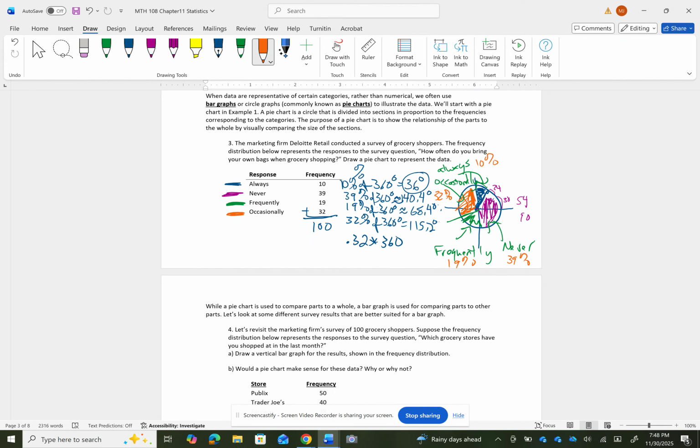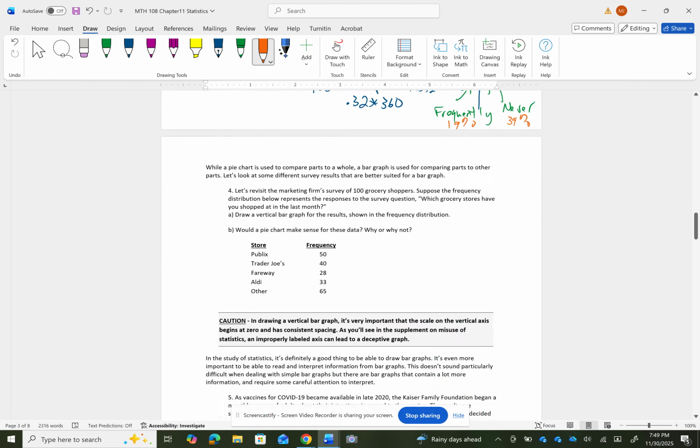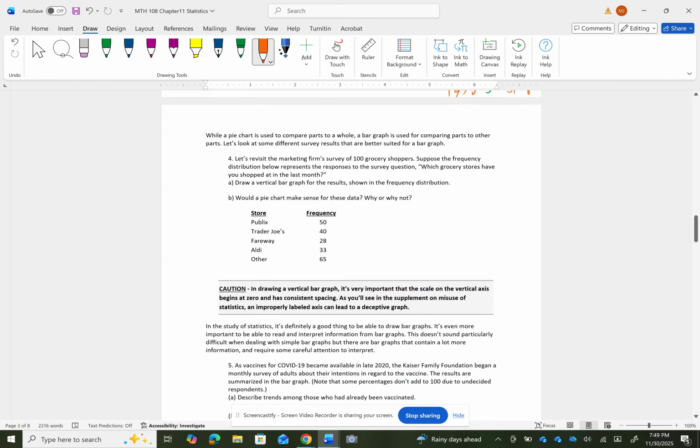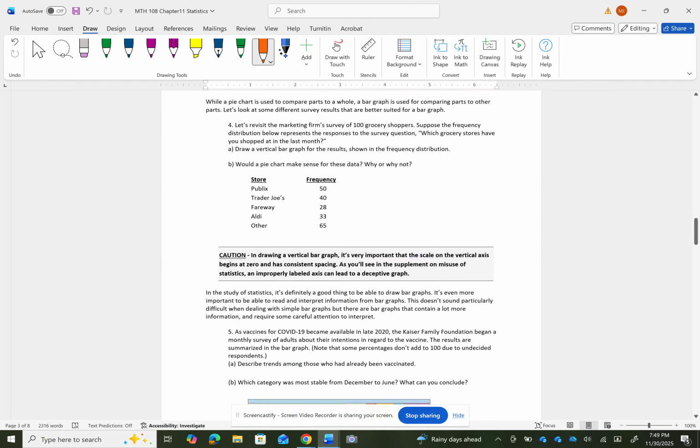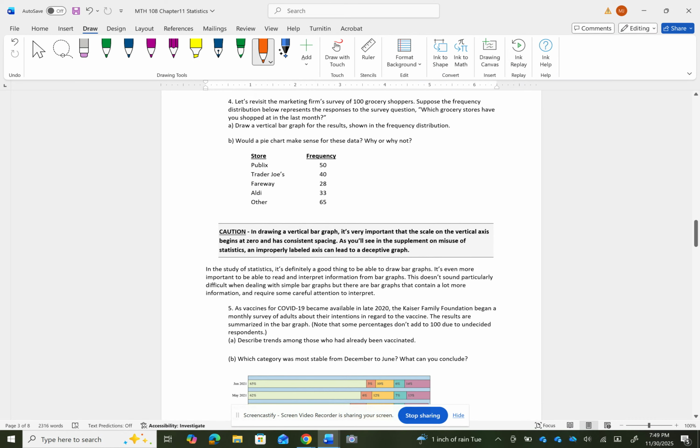So a pie chart is used to compare different parts to a whole, but a bar graph is better when you're comparing one part to other parts, okay? So for instance, here is that same marketing firm, but this time they surveyed 100 grocery shoppers, but they asked them, which grocery stores have you shopped at in the last month? Okay. So when you look at this one, notice if I were to add that up, I'm going to get more than 100.